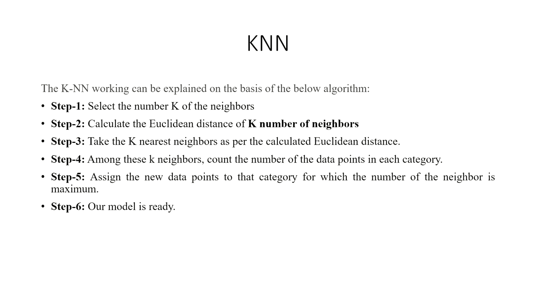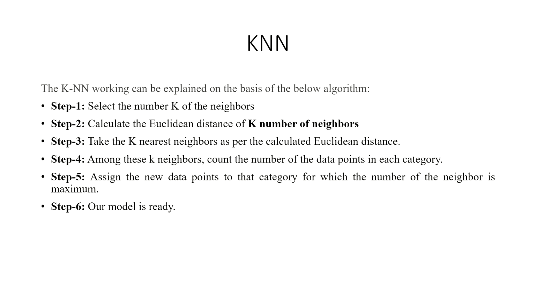Step 2. Calculate the Euclidean distance of k number of neighbors. As I have explained earlier, if k equals 3, then for 3 neighbors. If k equals 5, then for 5 neighbors. If k equals 7, then for 7 neighbors. Now step 3. Take the k nearest neighbors as per the calculated Euclidean distance. Step 4. Among these k neighbors, count the number of data points in each category. Then step 5. Assign the new data point to the category for which the number of neighbors is maximum. And with this, now we have the result and a model to study.